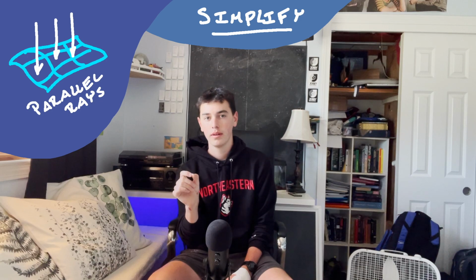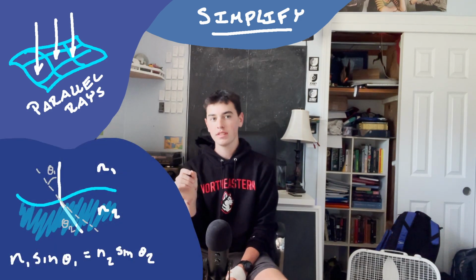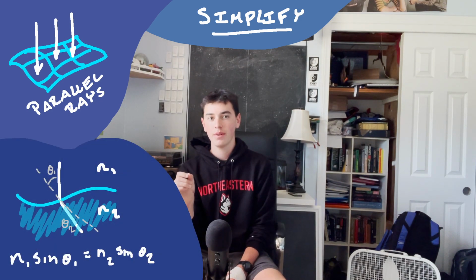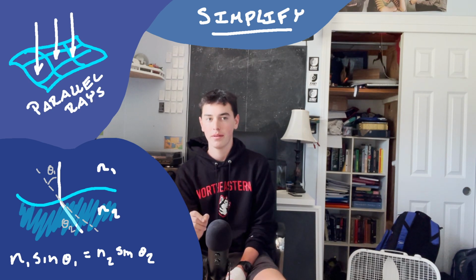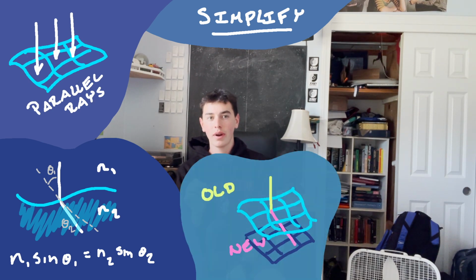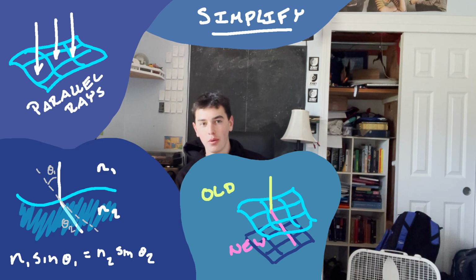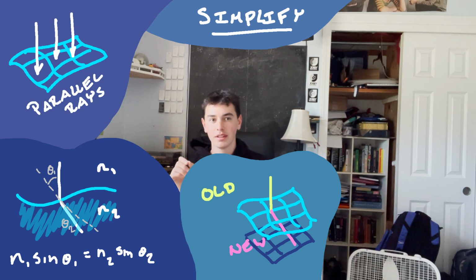Let's start by simplifying the problem. Let's look at the case where light comes straight down onto the surface of the pool. When a ray of light hits the surface, Snell's law tells us that that ray of light is going to bend by some amount. When this happens, that ray of light takes a new path to the bottom of the pool and hits the bottom at a different point than where the light originally entered.